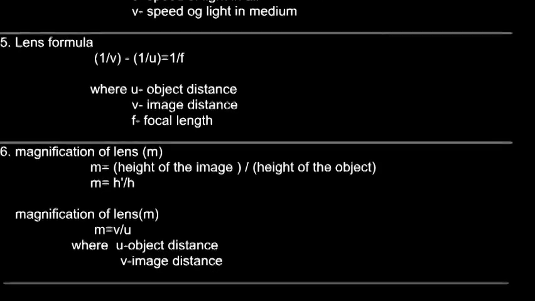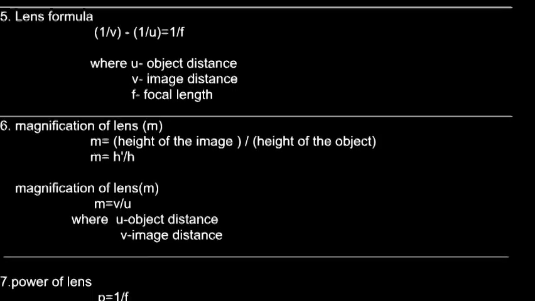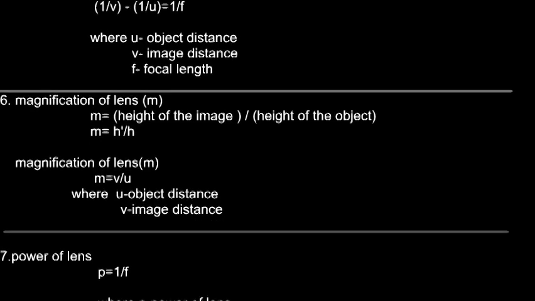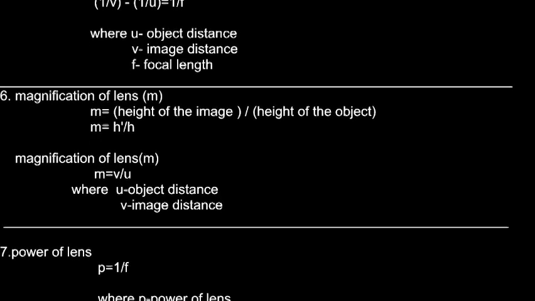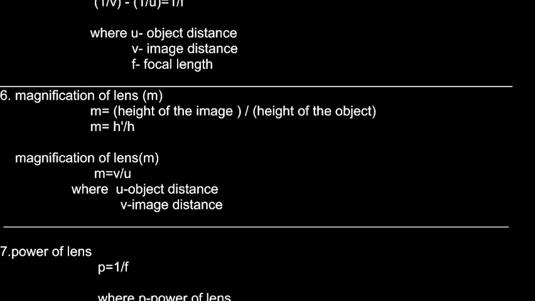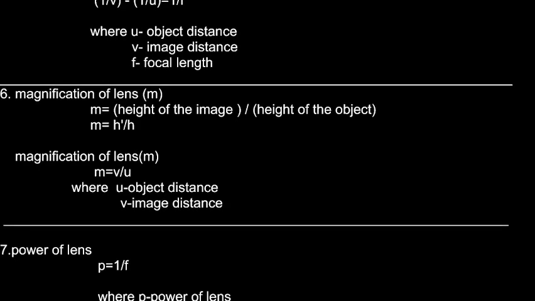Very simple formula. I have lots of things to explain here on the magnification of lens, a very interesting concept. I will explain in detail about magnification and power of lens. What is magnification of lens? It is denoted by M. Magnification of lens is the ratio of the height of the image to the height of the object.